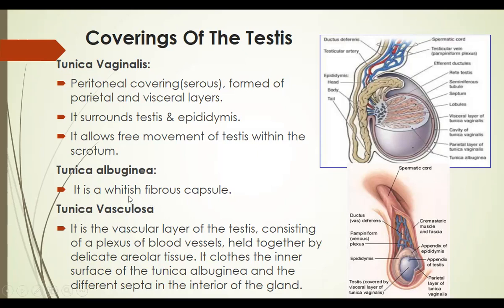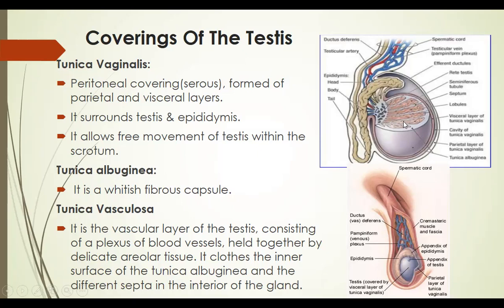Then inside there is one more covering called the tunica vasculosa. Vasculosa means vessels. So it is the vascular layer of the testis, consisting of a plexus of blood vessels held together by delicate areolar tissue. It clothes the inner surface of the tunica albuginea and the different septa in the interior of the gland. If you see here, this is the tunica albuginea. It will give septa inside, which will divide the whole of the testis into lobes and lobules.